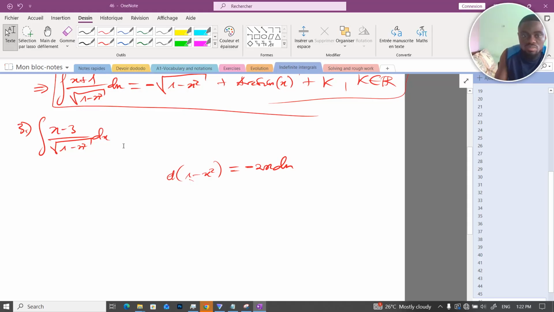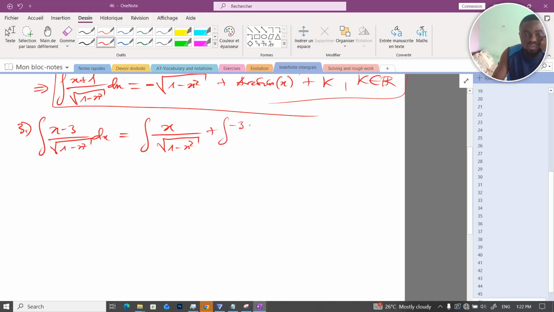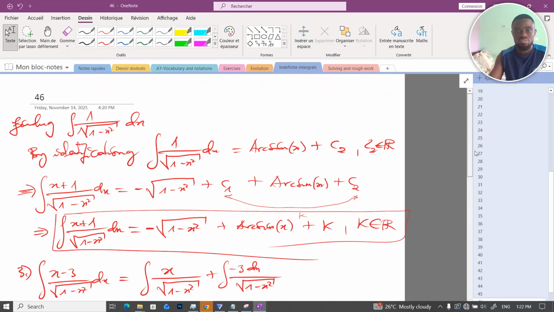So we shall use the same approach as previously. We shall write back this integral as the integral of x all over the square root of 1 minus x squared, plus the integral of minus 3 dx all over the square root of 1 minus x squared. Very good. I'll not waste time in calculating this. In the previous exercise, we saw how to integrate this.